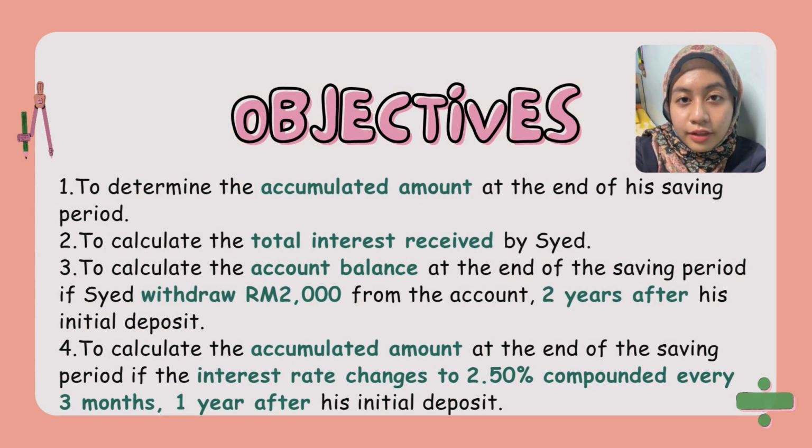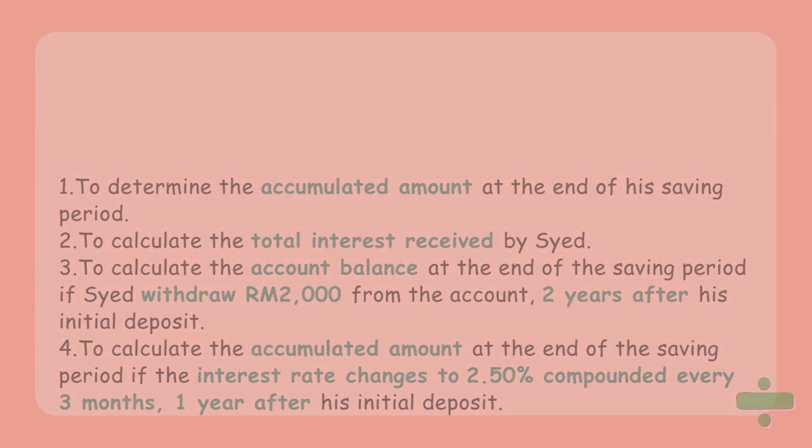There are 4 objectives for case study 1, which is compound interest. First, to determine the accumulated amount at the end of his saving period. Second, to calculate the total interest received by Syed. Third, to calculate the account balance at the end of the saving period if Syed withdraws RM2,000 from the account 2 years after his initial deposit. Fourth, to calculate the accumulated amount at the end of the saving period if the interest rate changed to 2.50% compounded every 3 months 1 year after his initial deposit.